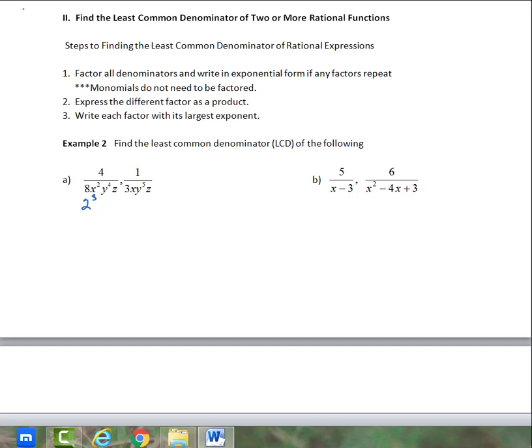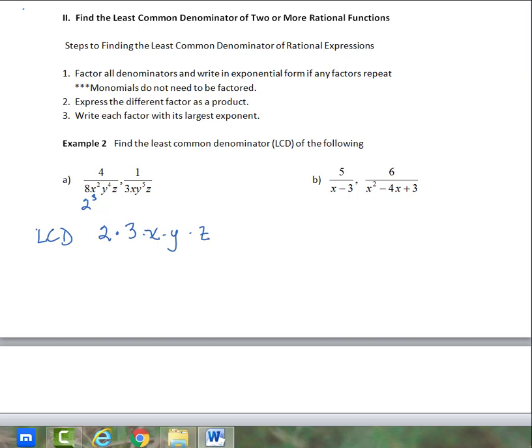And so step 2 says to express all the different factors as a product. So if I want to find the LCD, we have a factor of 2 and we have a factor of 3, right? Breaking those down into their prime factorizations. We see a factor of x, a factor of y, and we have a factor of z. Those are all the unique and different factors that you see in either denominator.